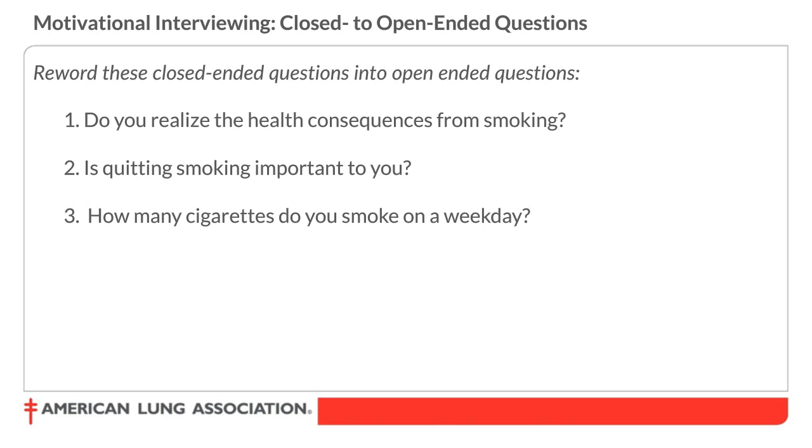question. We're going to take a moment to reword the following questions to transition them from closed-ended to open-ended. Number 1, do you realize the health consequences from smoking? An open-ended question would read, what are the health consequences from smoking? Number 2, is quitting smoking important to you? An open-ended question would read, why is quitting smoking important to you? Number 3, how many cigarettes do you smoke on a weekday? An open-ended question would read, why do you smoke cigarettes during the weekday?